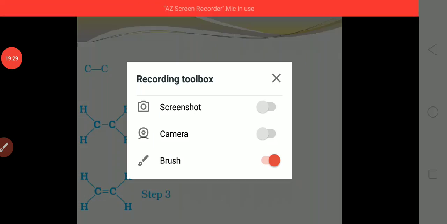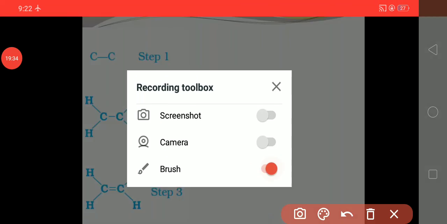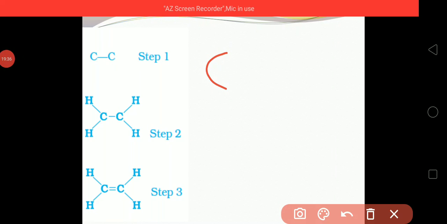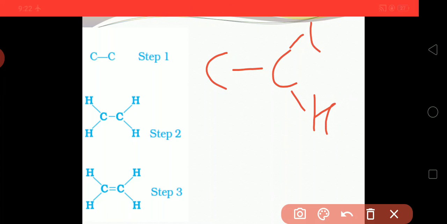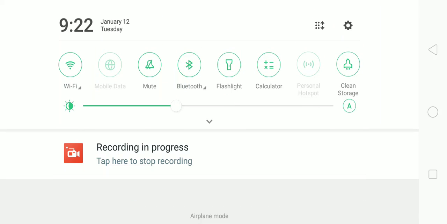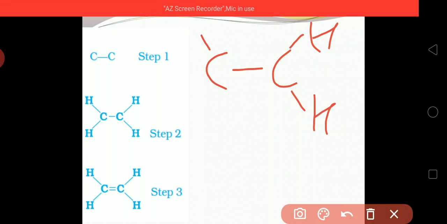Now, 1, 2, we have taken two carbons, and we have attached two hydrogens to each of them. So here you can see that two hydrogens are there between them.